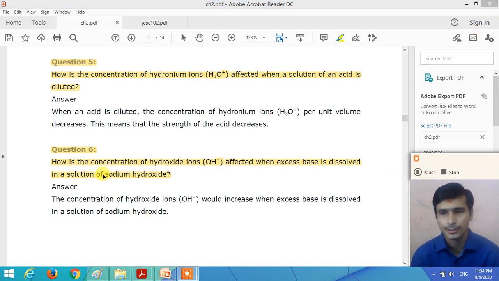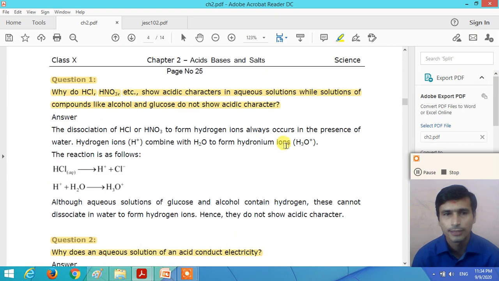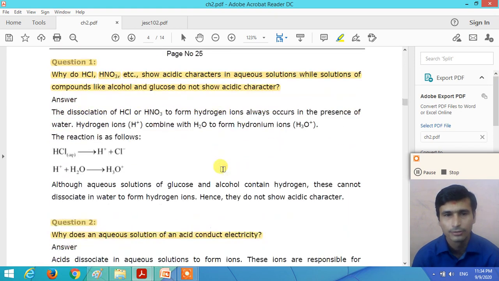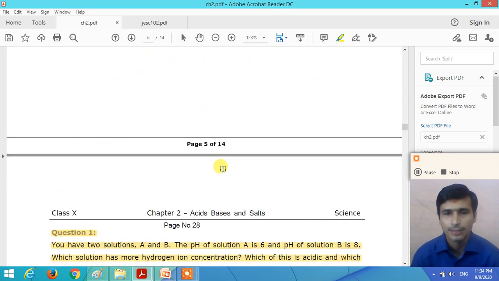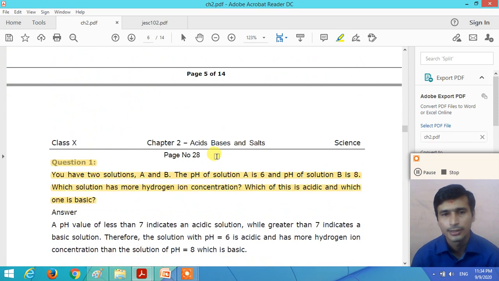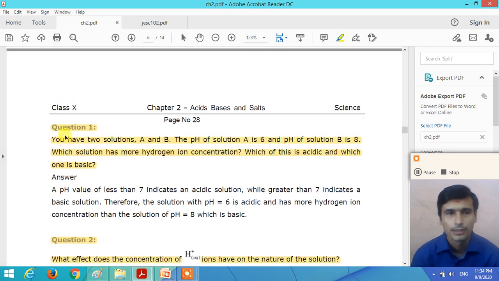So dear students, understand all the answers to the 6 questions given on page number 25, question number 1 to 6. Now the next set of questions is given on page number 28, right? Question number 1: you have two solutions, A and B.